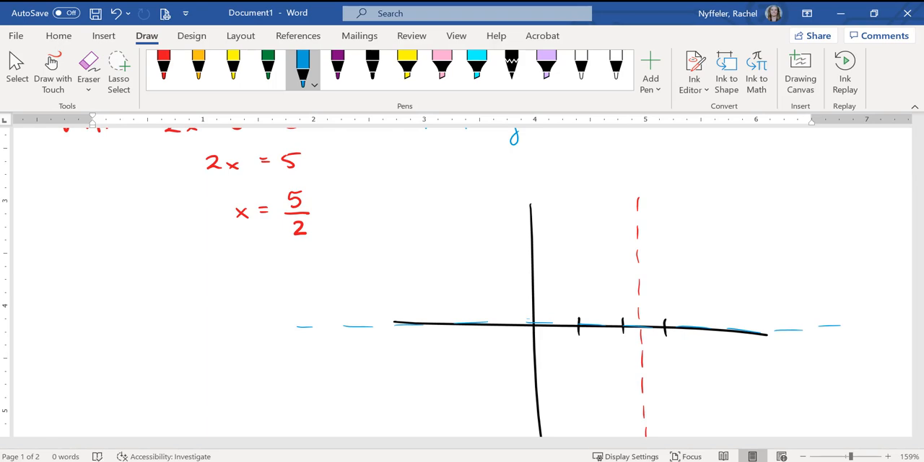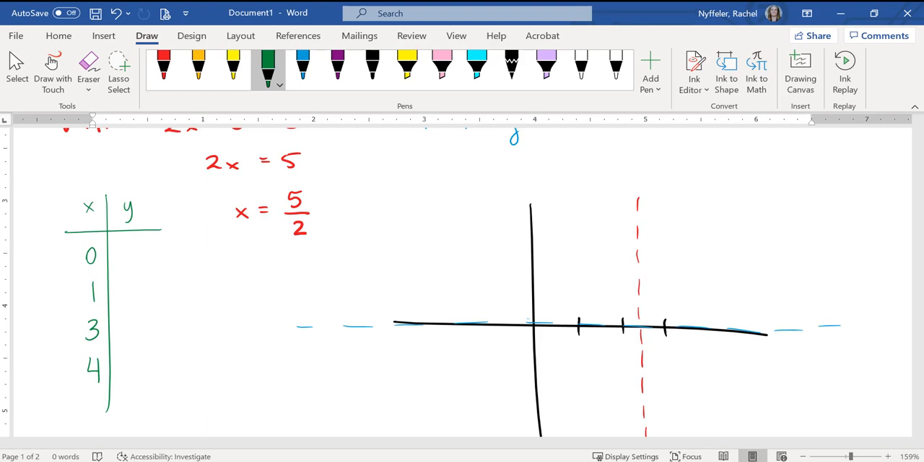Now the problem in ALEKS wants you to plot 2 points on each side of the red asymptote. So I'm going to go over here and do a little XY chart. I'm going to pick when x is 1 and when x is 0. And then I'm going to pick when x is 3 and when x is 4.